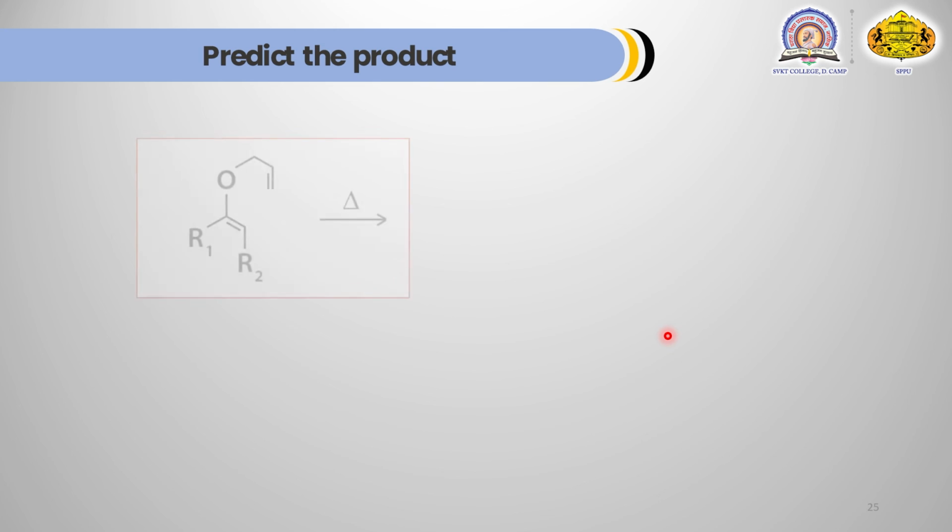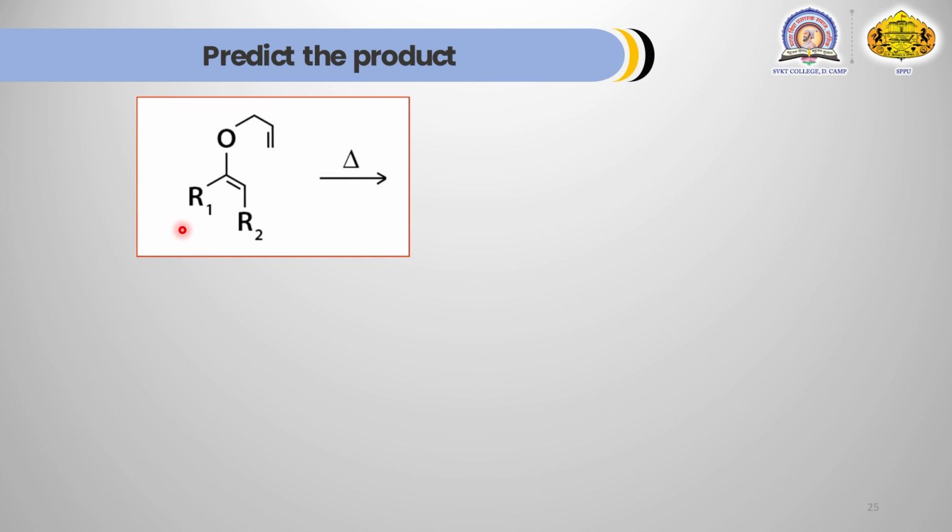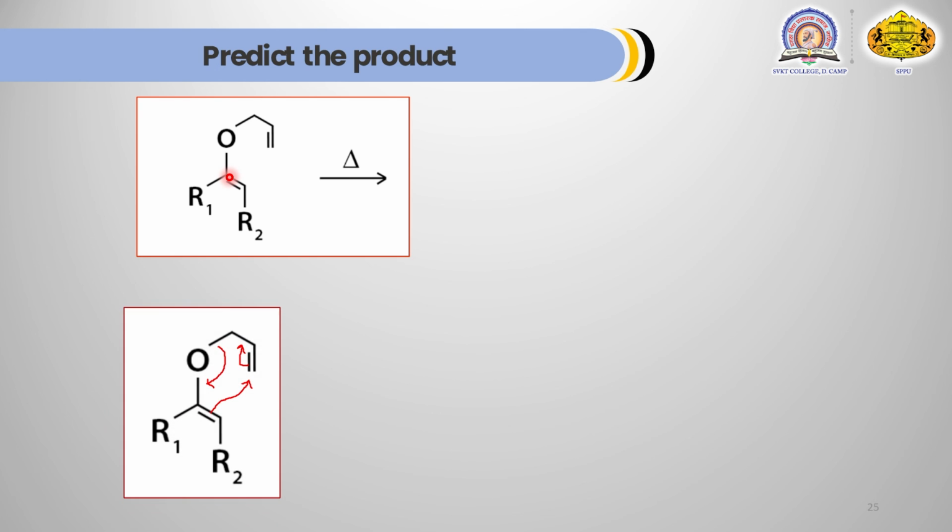Now another reaction. In this case, this is the substrate molecule or starting compound, and heat is shown on the arrow, which means this molecule is heated. We have to decide whether it is a Cope rearrangement or a Claisen rearrangement, and after that predict the product. As we know, this contains oxygen and is an allyl vinyl ether, so it is a Claisen rearrangement reaction.